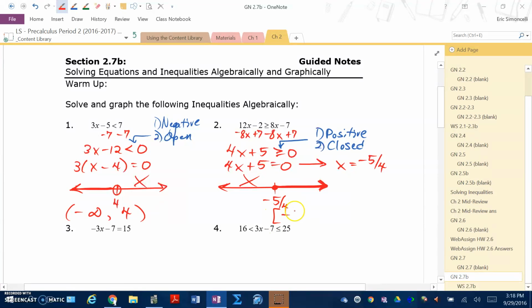So we write our final answer in interval notation. We say bracket at negative 5/4 to infinity, and that should be it. Let's move on. Problem number 3.